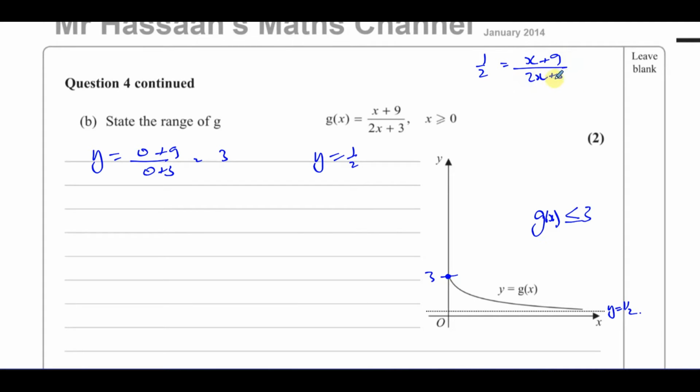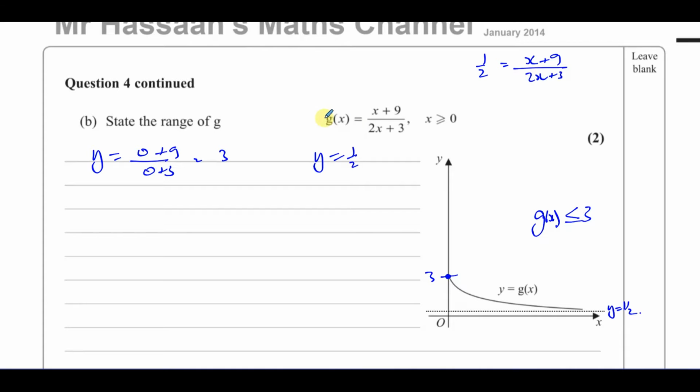doesn't make sense. So if I multiply both sides by 2x plus 3, I'm going to get x plus 3 over 2 equals x plus 9. Now, when I try to solve it, what happens is the x terms just completely disappear, and you're left with 0 equals 9 minus 3 over 2, or 3 over 2 equals 9, which doesn't make sense. It's called a contradiction. So basically, you can see from the equation like this.